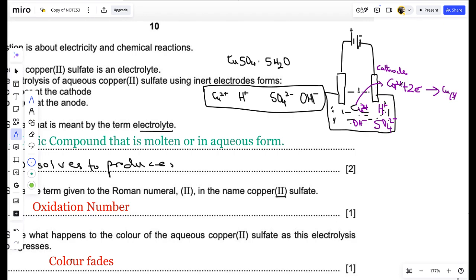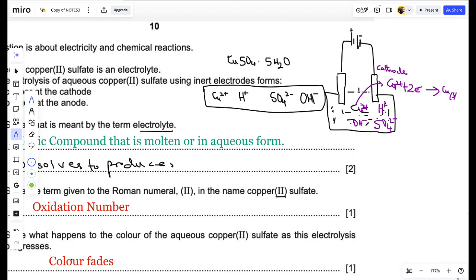Okay? Why? Copper ion will migrate here, then electron will be discharged here. Electron that is flowing from this side will join it, so it will gain the electron and become a copper solid. Here, normally SO4 minus don't migrate.